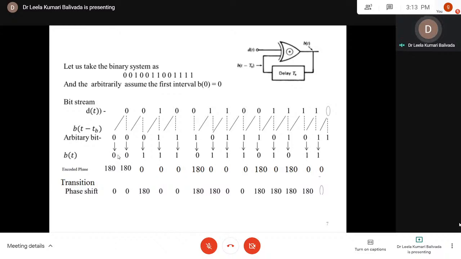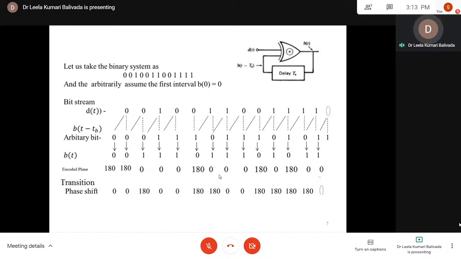So 0 is represented by transmission of a carrier with 180 degrees phase shift, and 1 is transmitted with a carrier with no phase shift. Similarly here, for 1 it is 0, for 0 it is 180, for 1 it is 0, for 1 it is 0, for 1 it is 0, for 0 it is 180, for 1 it is 0, for 0 it is 180, and for 1 1 it is 0 0.